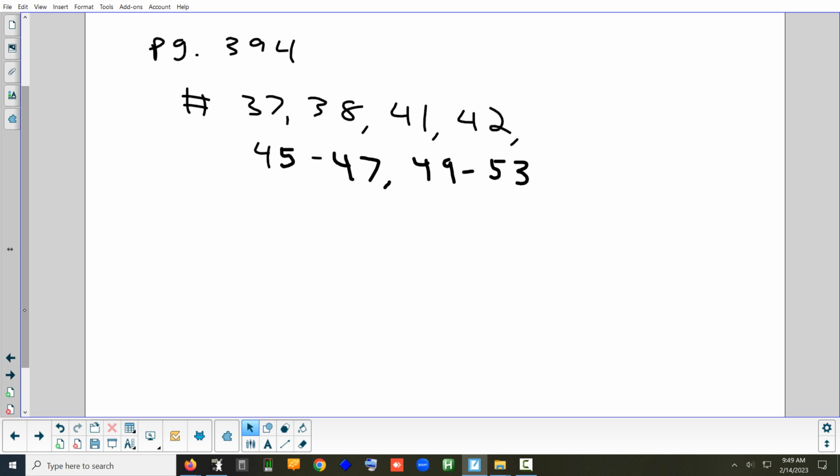Okay, so that's the homework for tonight. It's on page 394. Same section as last night. So 37, 38, 41, 42. And 45 to 47, 49 to 53. Let me double check that because I may have to take off a question. 37, 38's okay. 39, 41. Actually, it might be okay. 42. That's actually okay.